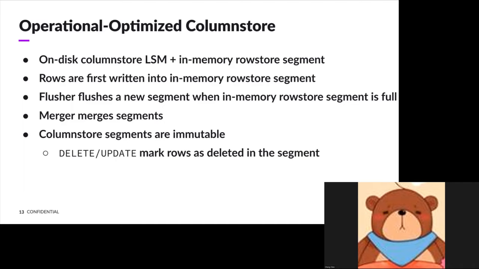In the case of batch loading, loads are directly written to a new column store segment without touching the load store segment. So all column store segments are immutable. Delete and update will just mark the loads as deleted in the segment and move them to the in-memory load store segment. The deleted bits are stored in the in-memory metadata table. So this part is very similar to the existing LSM. Do we have any questions so far?